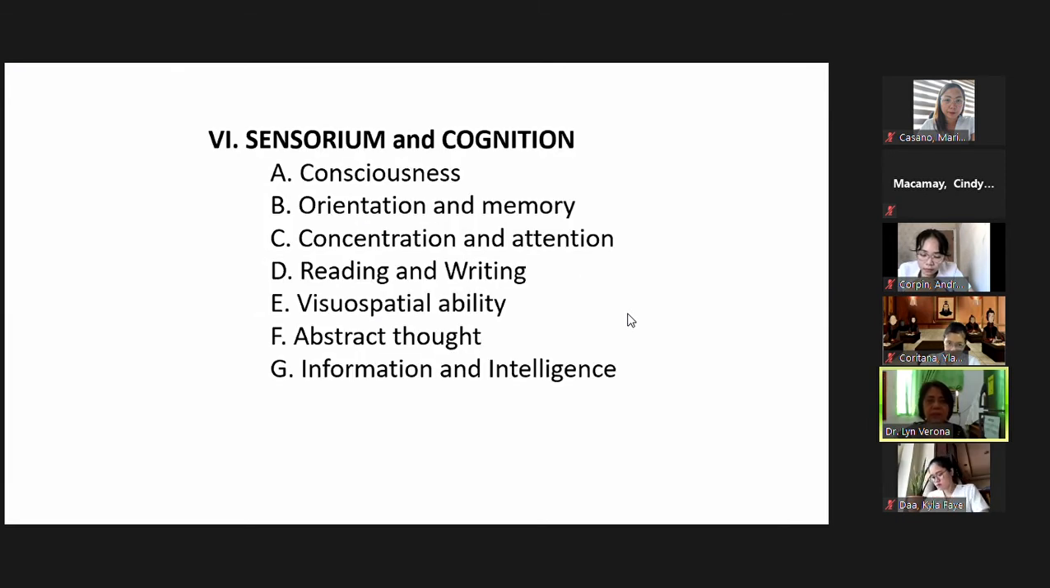Then let's go to your sensorium and cognition. Cognition, your intelligence, no? That is your cognition. Judgment, no? That is cognition. Then under that is consciousness. I don't know if you have been exposed to your surgery, but you have different kinds of consciousness. Whether a patient is difficult to be awakened. You have the term in surgery, I forgot the term.